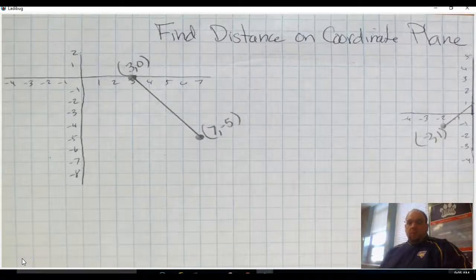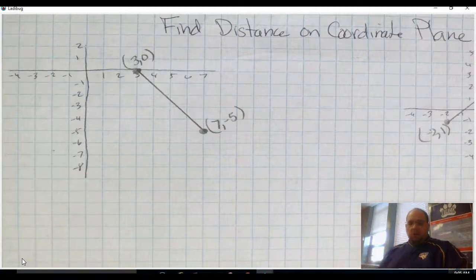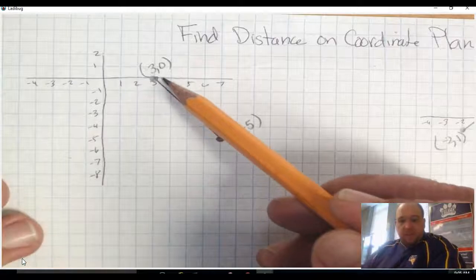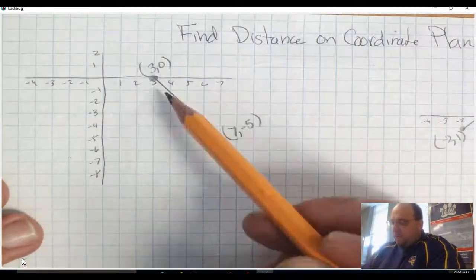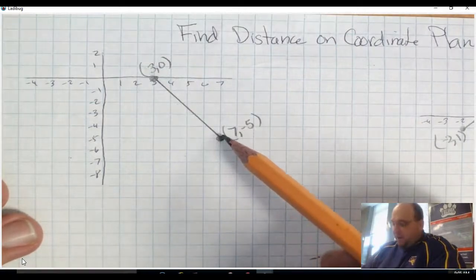Okay, in this video, we're going to find the distance on a coordinate plane. We're going to use a coordinate plane to find the distance between two given points. In our first example, I have the given point (3, 0) and the given point (7, -5). What I want to do is find the length of the distance of this line right here.